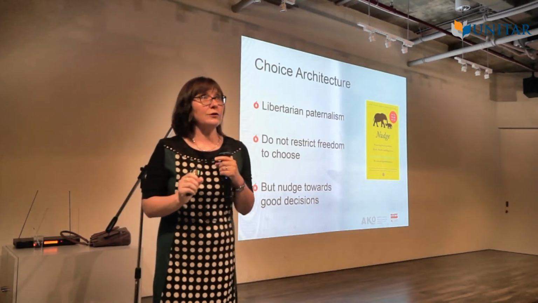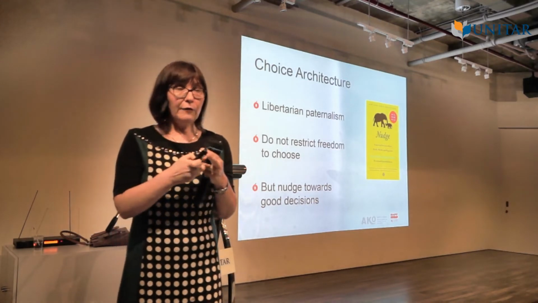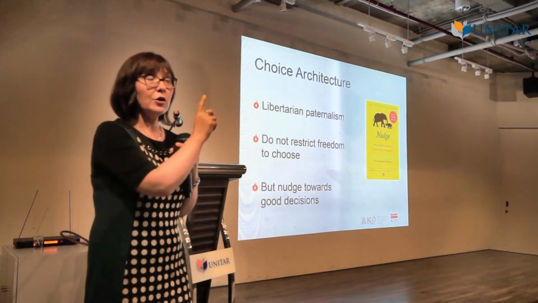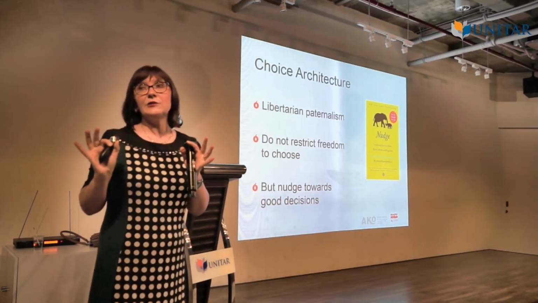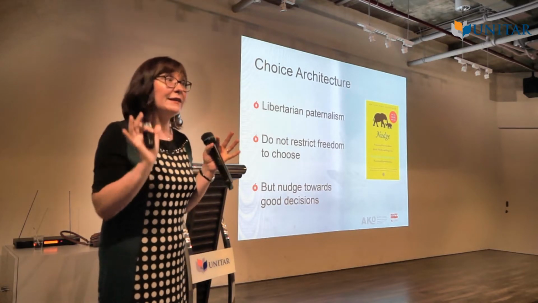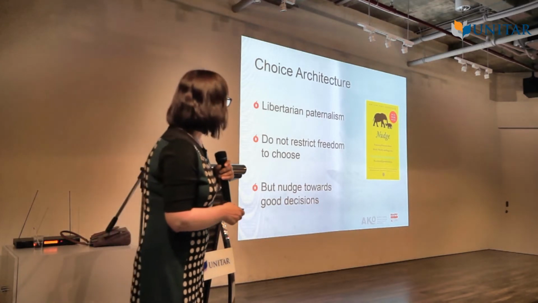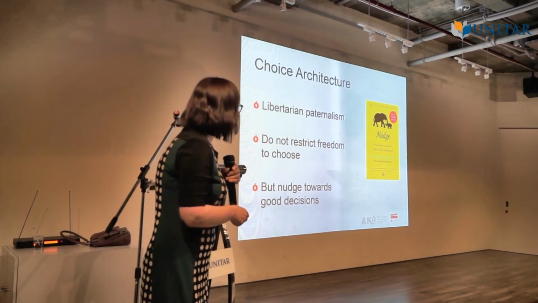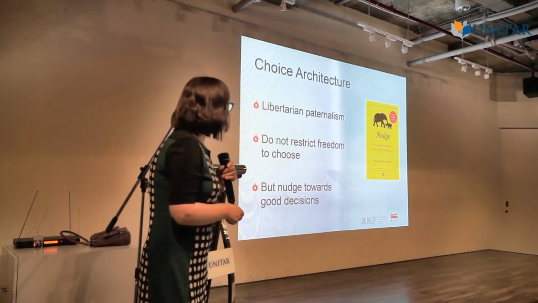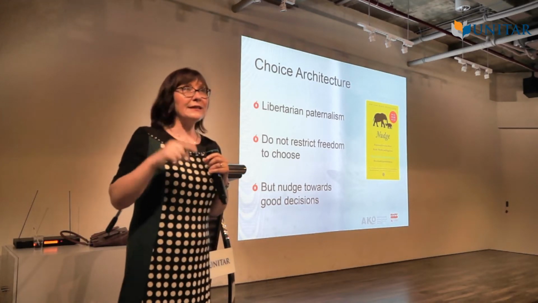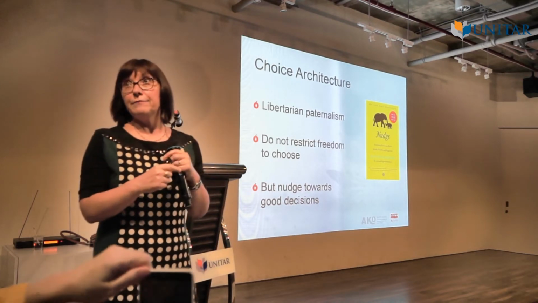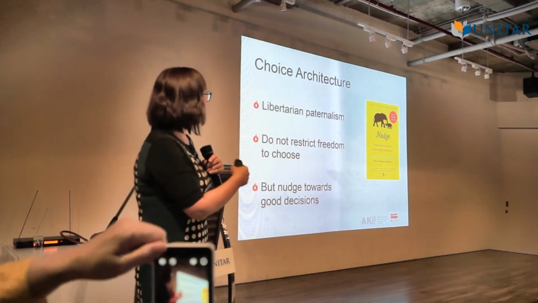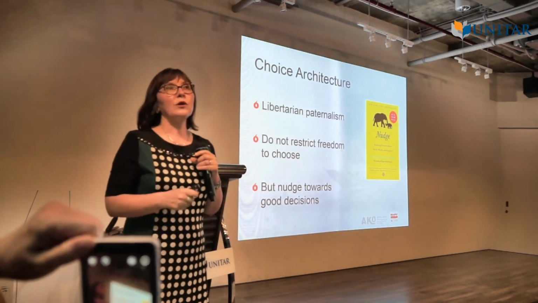And for that we're going to use the choice architecture. If you haven't heard about this, I strongly recommend reading this book. It's called Nudge. It's very easy to read. It's not a scientific book. Now, it is written by Richard Thaler. And Richard Thaler this year got the Nobel Prize for Economics because of this work, okay?